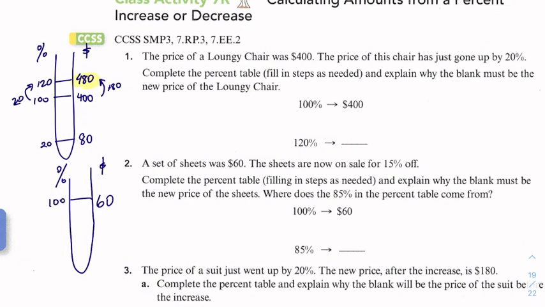So if the original was 100, we're going to go down 15%. So we're going to end up at 85, and we want to know how much that cost. We want 15%, so we can do 10% is 6, and 5% is 3. So 15% is 9. So we want to go down by $9, and that's 51.